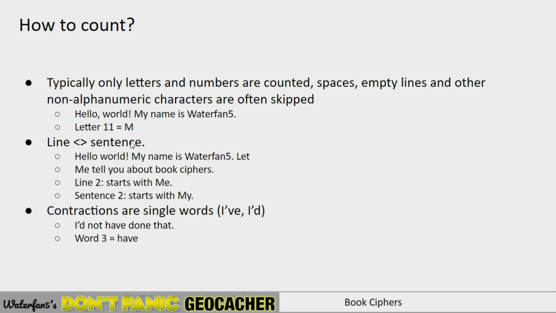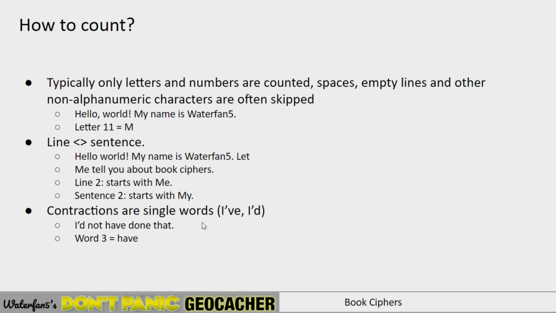Similarly, you have to distinguish between lines and sentences. Often it refers to line, when it's very clear formatting. But if there is no clear formatting, it might refer to sentence. So, "Hello world, my name is Waterfan5. Let me tell you about book ciphers." Line 2 starts with "me", right? So this is the second line. Sentence 2 starts with "my", right? Because that's the sentence. So take that into account of how to count as well.